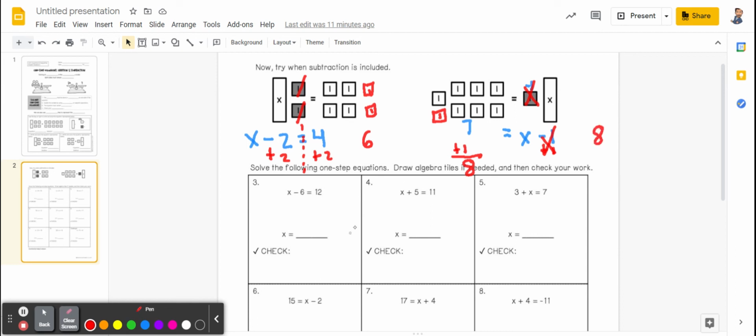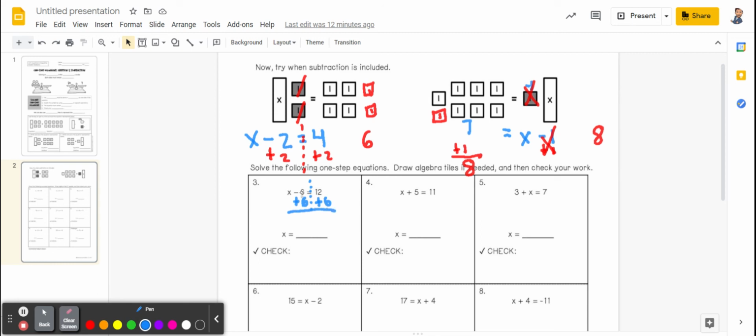Okay. All right, so what you're going to do today is you are going to complete these right here. You can use the algebra tiles, or you can just do it like we did, drawing the line down the middle, and then getting x by itself and solving for x, okay? So this first one we'll do together. On this side, we have x minus 6 equals, and then on this side, we have 12. So we have to get x by itself, isolate x. So we would add 6 to this side and add 6 to this side, okay?